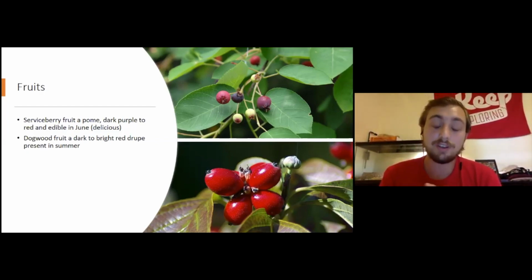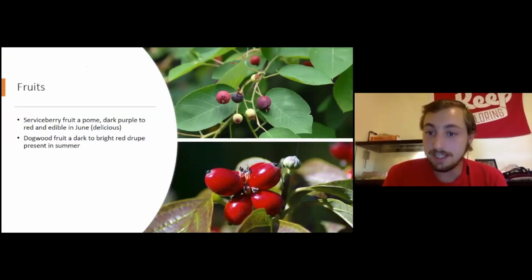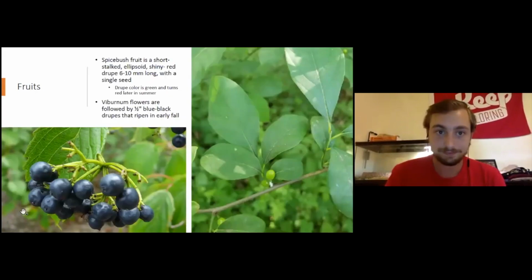So the flowering dogwood fruit is a dark to bright red drupe present in the summer. Right now they're in development and are small and green. You can actually see here, this is late in the summer, and you can see the flower buds for next year starting to form. I know there was a question about that recently.